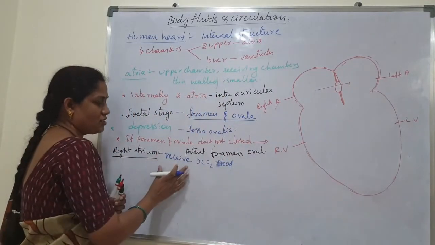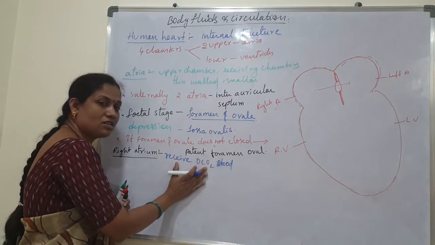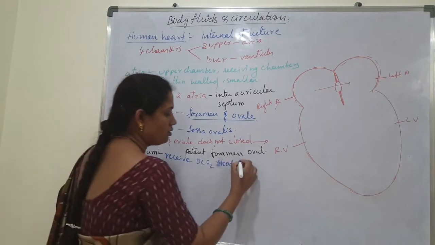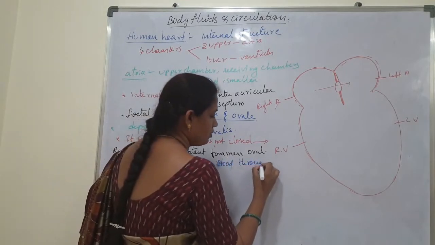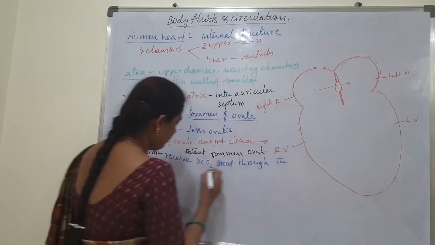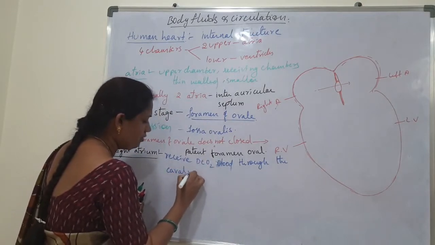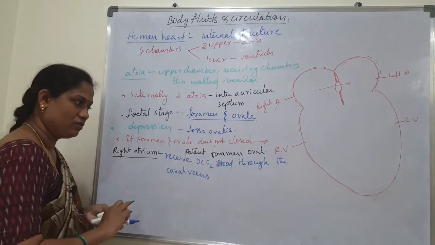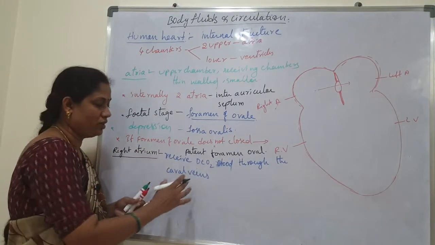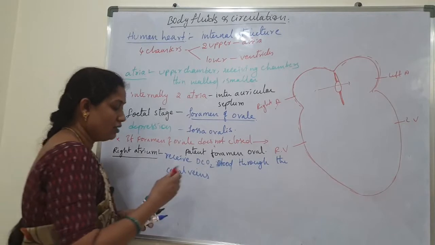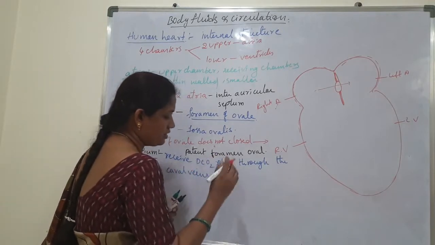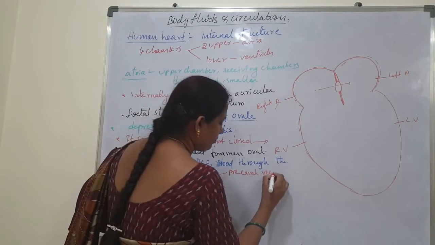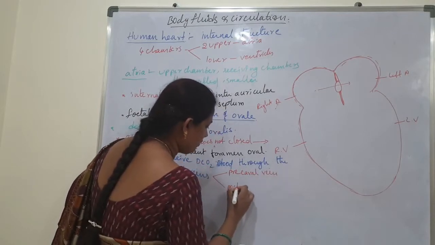The right atrium receives the deoxygenated blood from the different parts of the body through the caval veins. Two caval veins are there. They are the precaval vein and the postcaval vein.